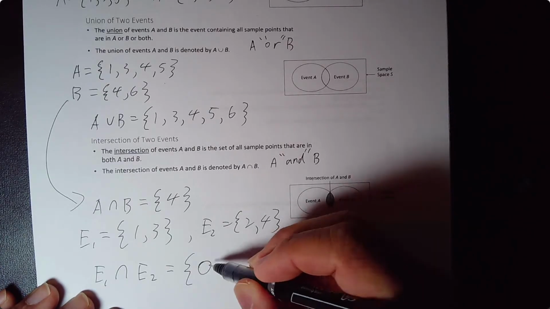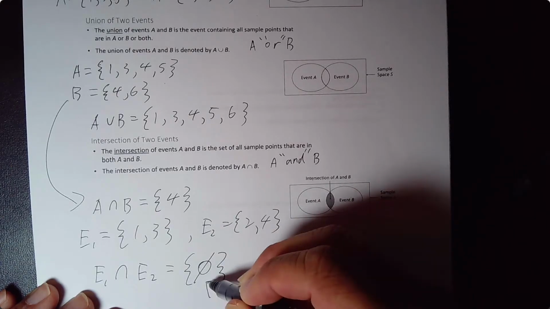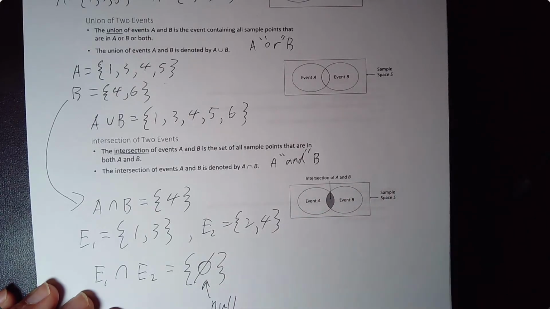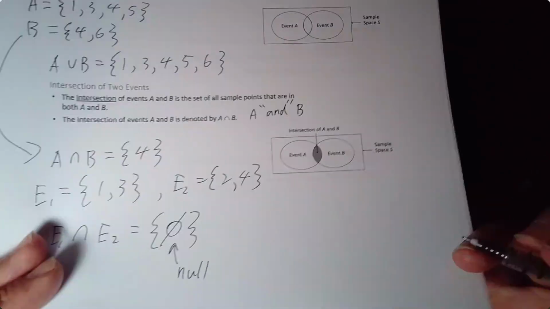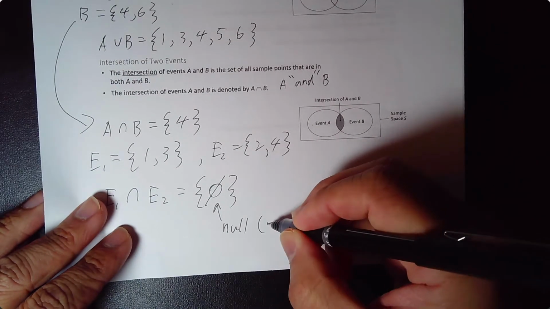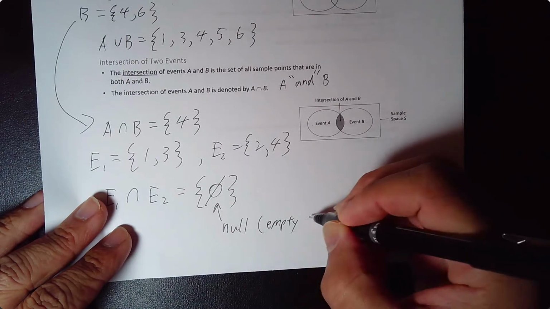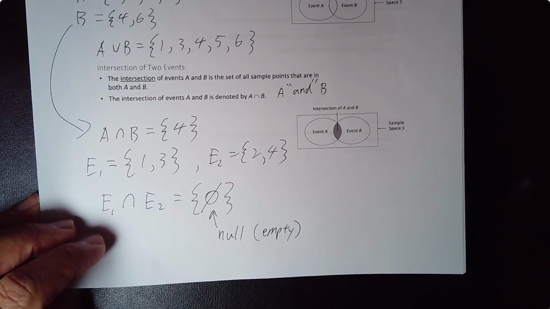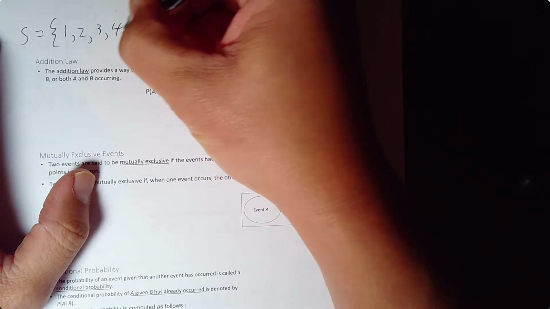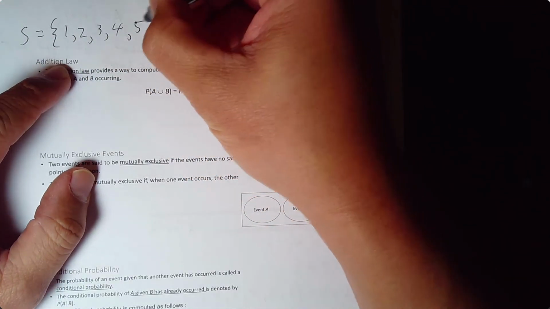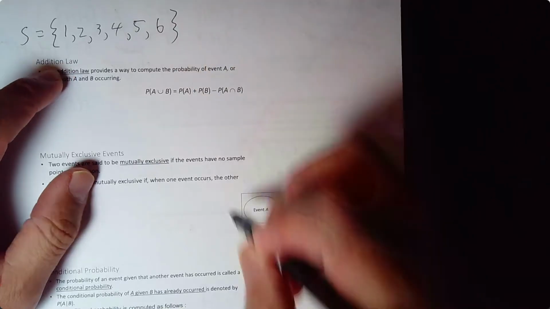Instead, we use this symbol. This is pronounced null. Null means empty. We call this null. It just means empty set. So this is an empty set. Continuing again, we're going to keep going with our dice roll example. I'm just going to rewrite the sample space here as a reminder, this is the sample space we are working with.